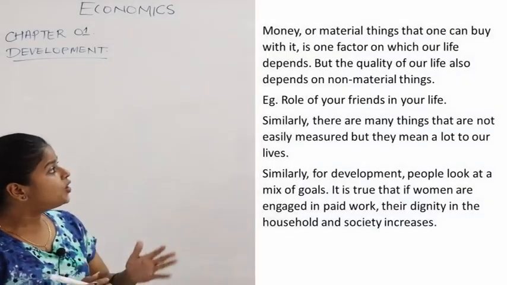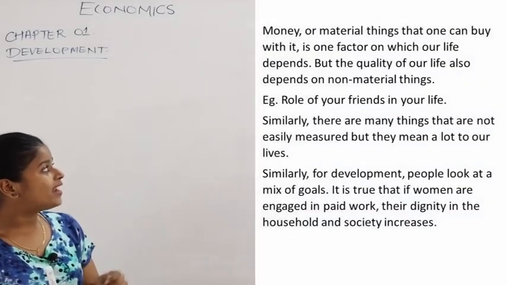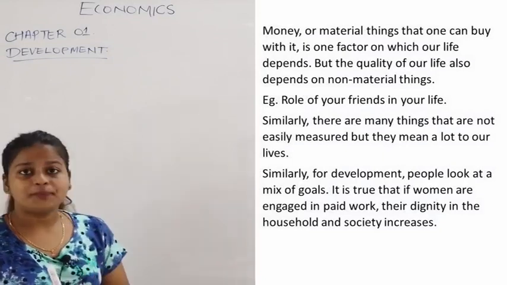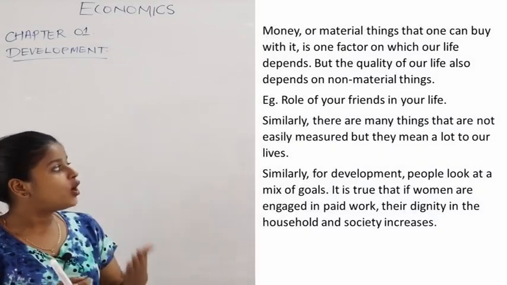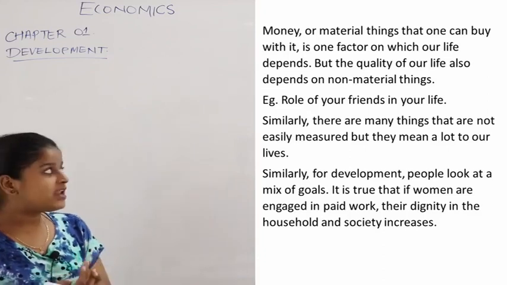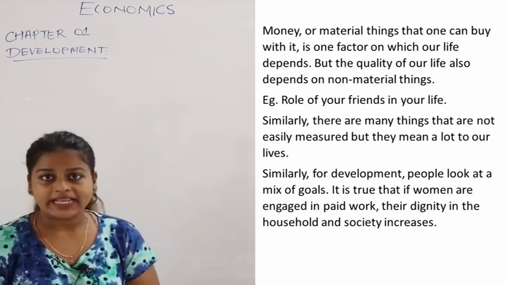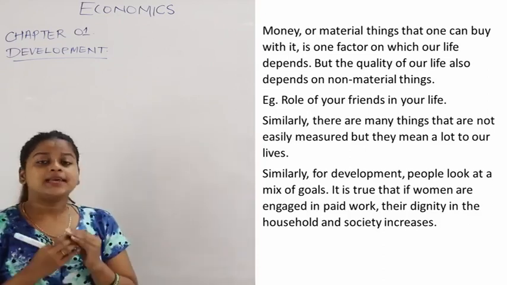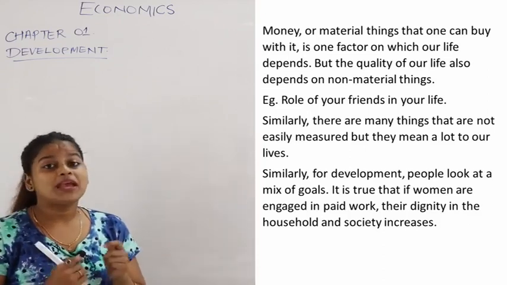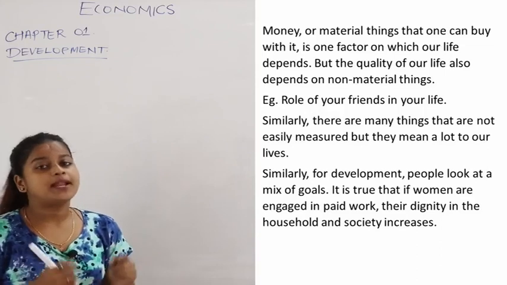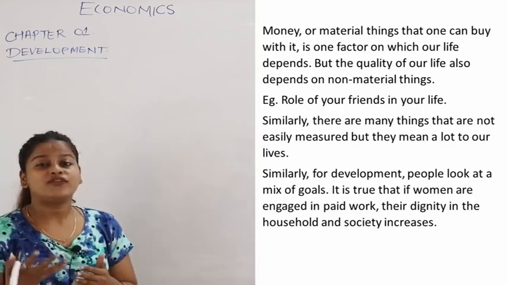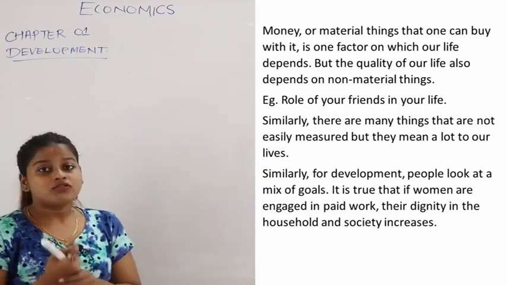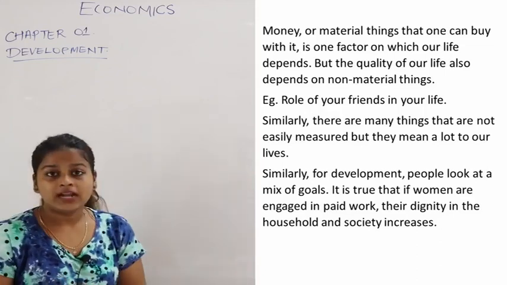Okay, so money, or the material things that one can buy with it, is one factor on which our life depends. But the quality of our life also depends on non-material things, okay. So as I said, money is important, we can buy material things with money, but at the same time, the quality of our lives also matters a lot. Example, the role of our friends, okay, in our life.